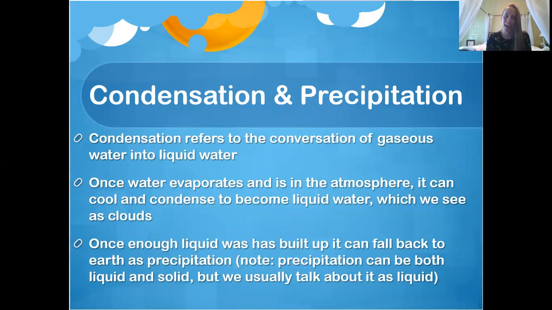Condensation is when the gas form of water vapor in the air turns into liquid water that is still in the air. That's when we start seeing clouds, is when we have the condensation of water vapor into liquid water. And then once enough of that liquid water has built up in the clouds, it can fall back to Earth in the form of precipitation. So precipitation, which can be both liquid or solid water, is just the falling of water molecules that are either solid or liquid from the atmosphere back down to the ground.